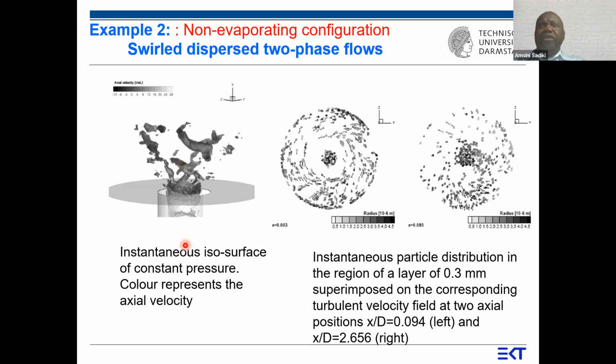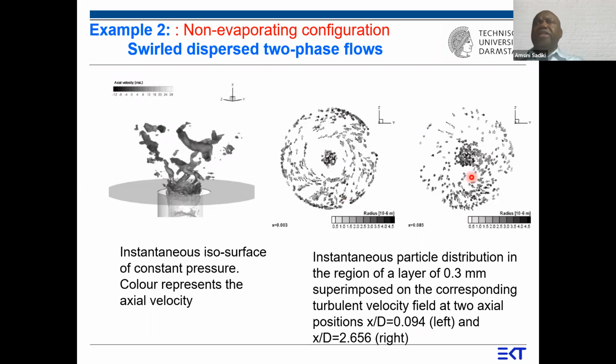And here we have the standardized surface of a constant pressure, which represents the axial velocity. If we look at the distribution of particles close to the nozzle, and here way from the nozzle, we see that there is a clear dispersion of the particles within the system. And here we see clearly that we have, at these two positions, this one close to the nozzle, and this one very, very far from the nozzle.